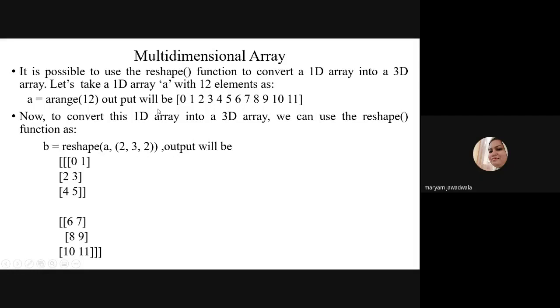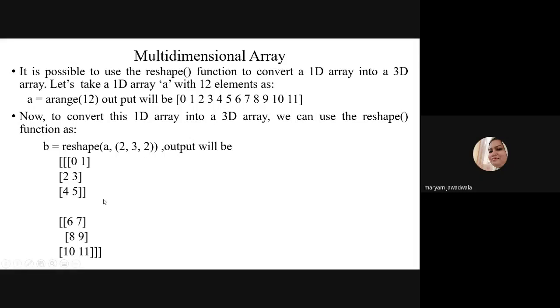Now what I want, using the reshape method, is to convert this 1D array with 12 elements into a 3D array, right? So how can I write the function? b is equal to reshape is the name of the function, and in the bracket give the name of the 1D array, and in another bracket you give 3 arguments. The first argument represents the number of 2D arrays. If you are creating a 3D array, then the first argument represents the number of 2D arrays, which means 2 2D arrays will be there. Then each 2D array consists of 3 rows and 2 columns.